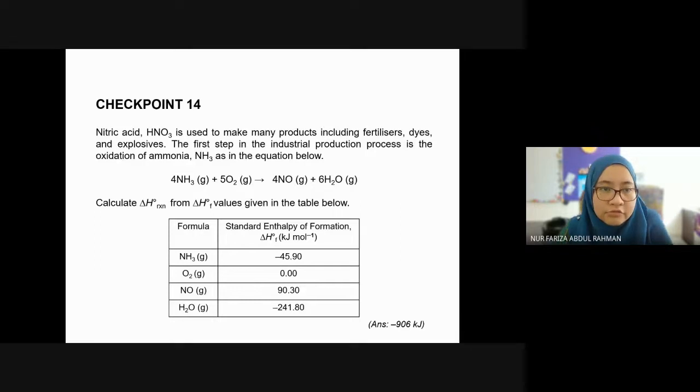Okay, alright, so let's go through the question. Nitric acid is used to make many products, including fertilizers, dyes, and explosives. The first step in the industrial production process is the oxidation of ammonia, as in the equation below. Okay, all right. So this one later on will be used to produce nitric acid.